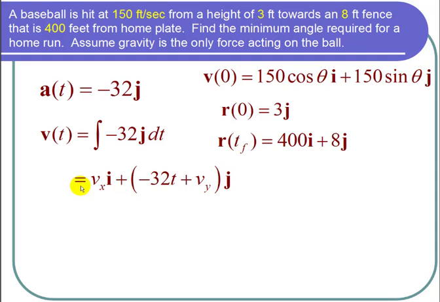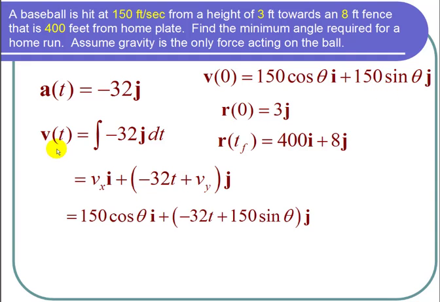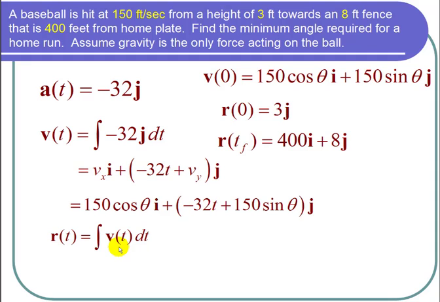So that tells us that v sub x is 150 cosine of theta. And if we plug in 0 for the time for the j component, we get v sub y is 150 sine of theta. So we could say that v of t is 150 cosine of theta i plus negative 32t plus 150 sine of theta times j. So there's our velocity.